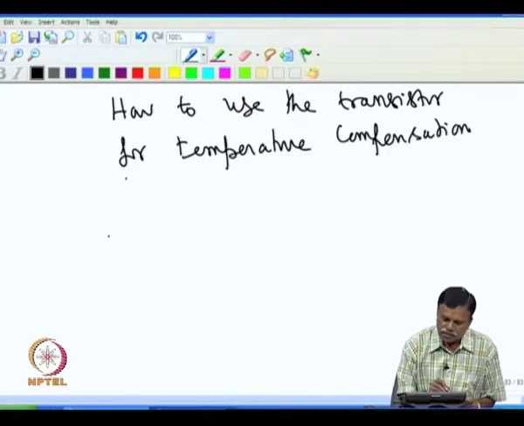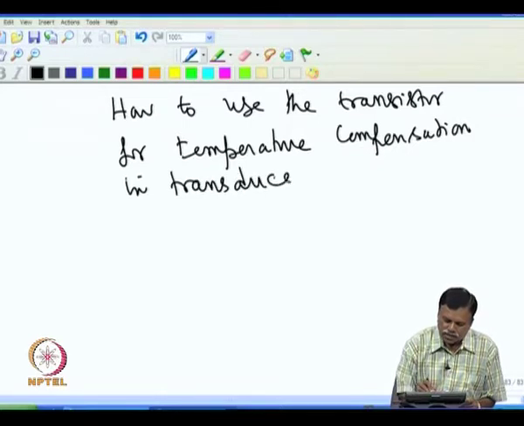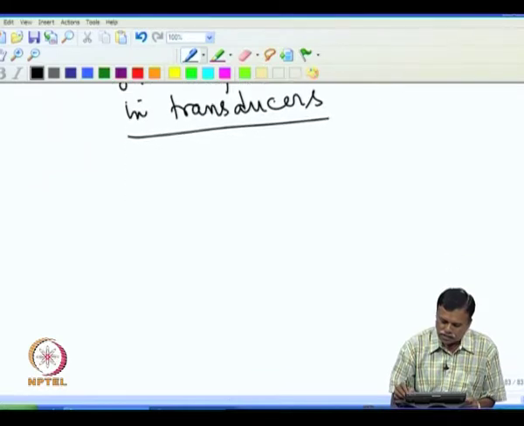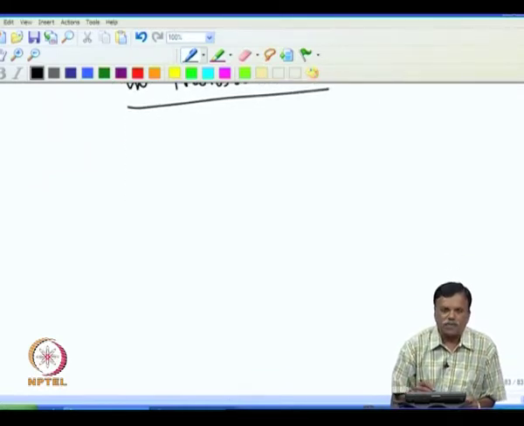For temperature compensation in transducers. For example, if you have a transducer whose property changes with the temperature, how to use this transistor effectively for compensating the temperature drift of the transducer.